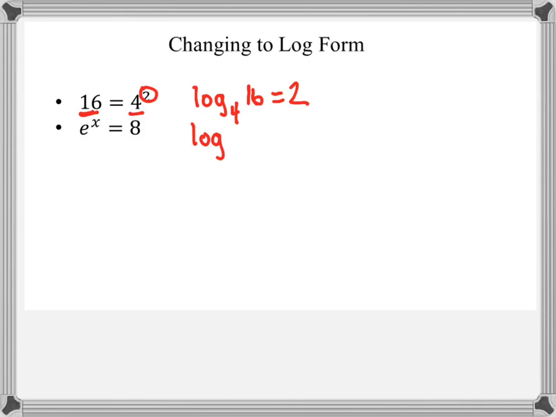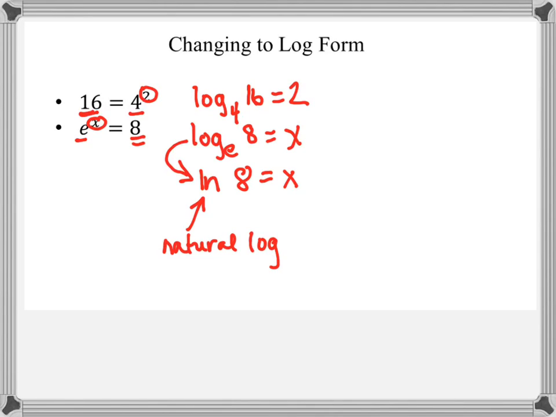Let's look at the second one. Log base e of 8 equals x. Normally, you won't see log base e written. Instead, you would see ln, or natural log of 8, equals x. So ln stands for natural log, which is log base e.